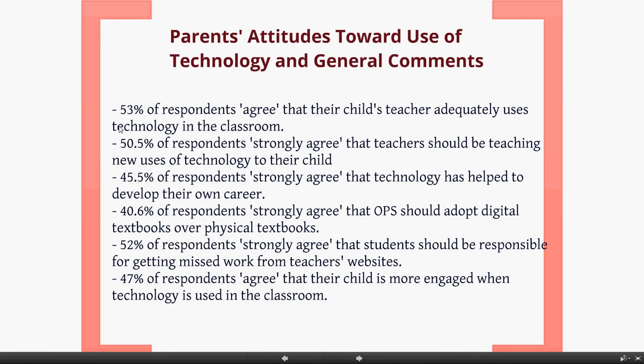So to summarize all of these results, it was typically either agree or strongly agree. There's a very favorable opinion of technology, which I'm going to discuss further in my conclusions.